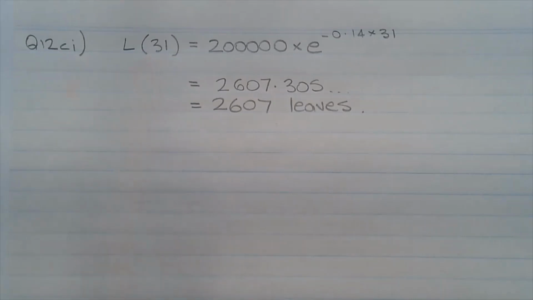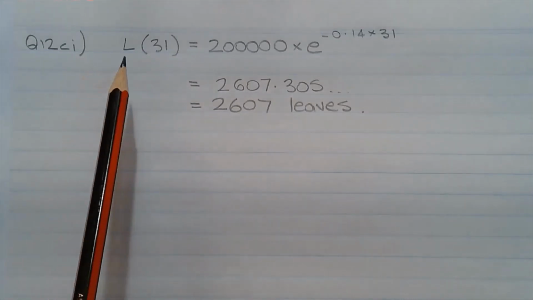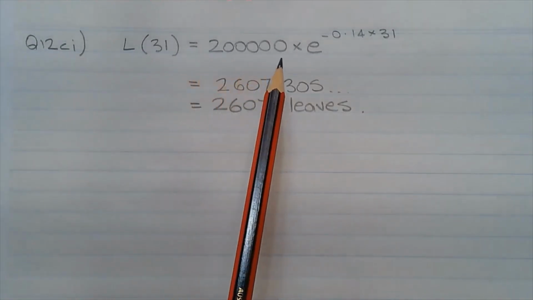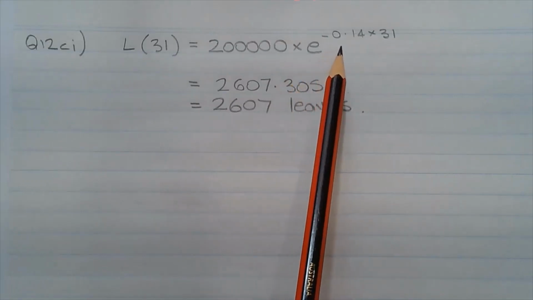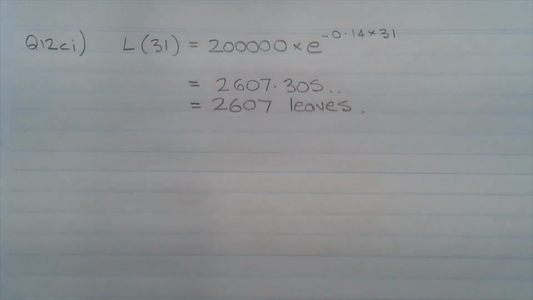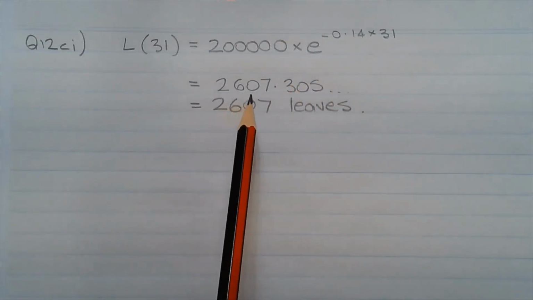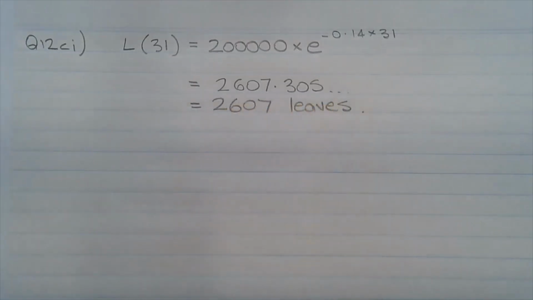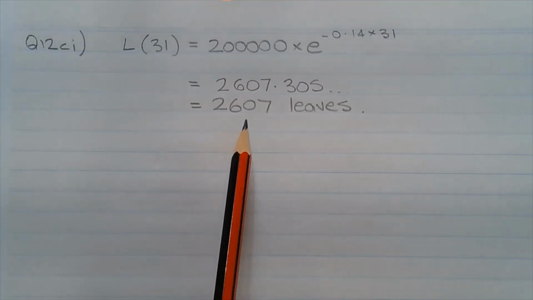Substituting t equals 31 into the equation, we have L of 31 equals 200,000 multiplied by e to the power of negative 0.14 multiplied by 31, and that equals 2,607.305 and so on. And rounding that number to the nearest leaf, that equals 2,607 leaves.